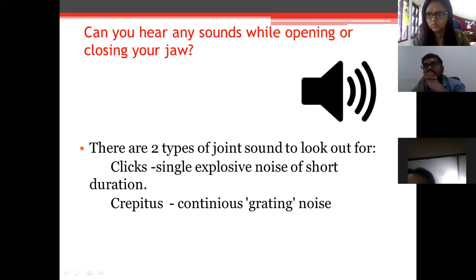So if they have a clicking sound when opening and closing the mouth, sometimes they come directly to a dentist, or sometimes they go to an ENT, and from the ENT they refer the patient to us. So this is the way we get referral cases.